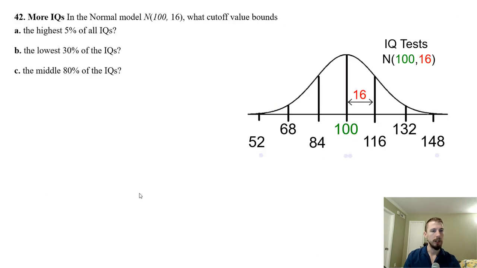Okay, 32. More IQs. So now we're going to be working backwards. They're going to give us a percentage, and we want to find what the limits or the bounds for those are. So what cutoff value or bounds or whatever. Okay, so what's the highest 5%? So the highest 5% is going to be something like this. I guess I should probably lock that in place. All right, so we want to find the highest 5%, so that's actually going to be beyond that.